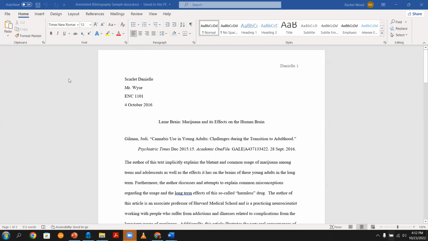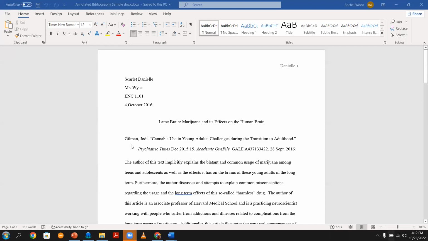This is an annotated bibliography that was done by a previous student. I have changed names on it, so teacher's name, student's name, everything else. The date is 100% authentic, but everything else is not. So this particular essay is titled Lame Brain, Marijuana and Its Effects on the Human Brain. This student was writing a research paper on the effects of marijuana on the human brain.